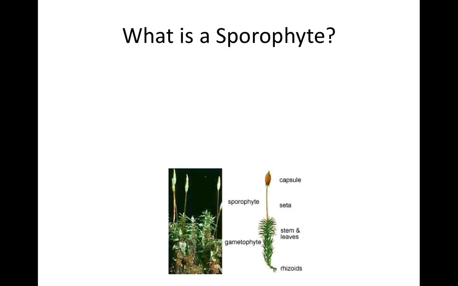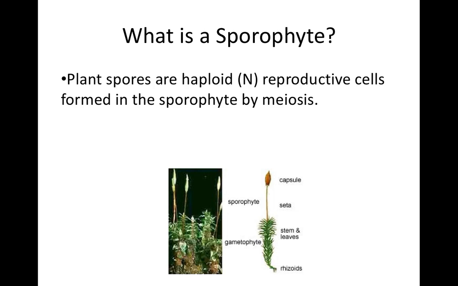Okay, so what is a sporophyte? I mentioned that plant spores are haploid, so they only have half the amount of DNA in them. But these are little reproductive cells that are made inside of a sporophyte, and the way that they're produced is meiosis. A diploid cell goes through the process of dividing twice, and you end up with these little spores.